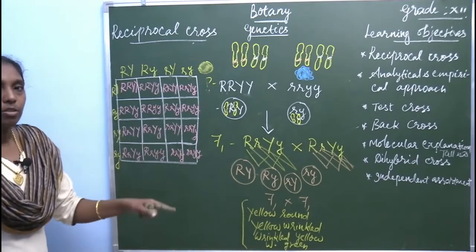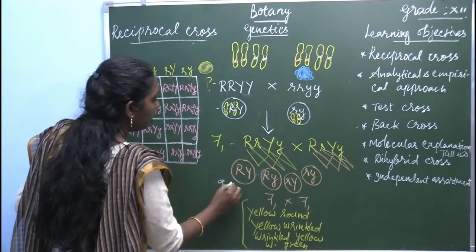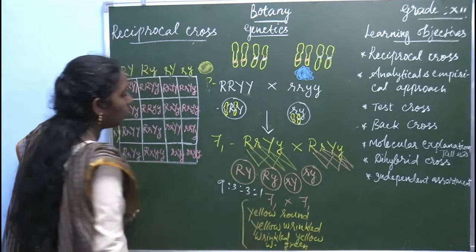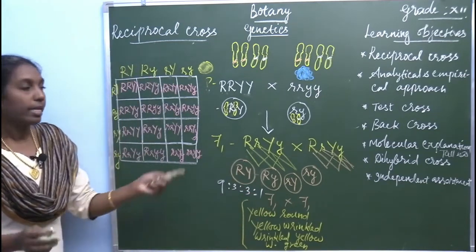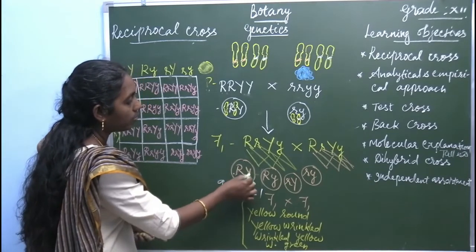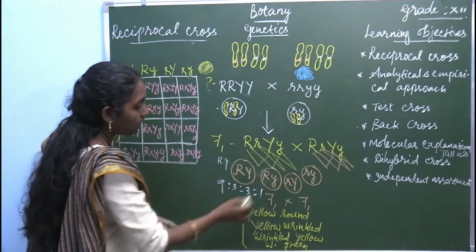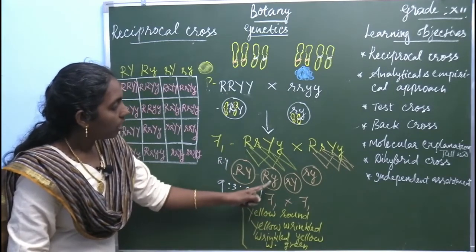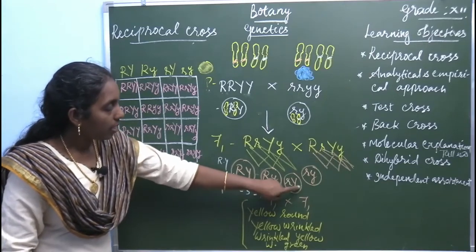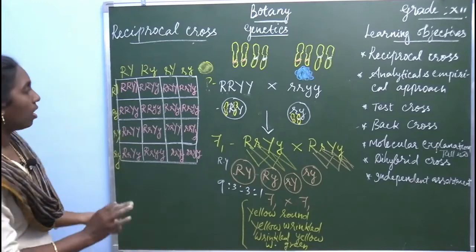Now, take out the ratio. The expected ratio here is 9 is to 3 is to 3 is to 1. So, capital R and capital Y shows round yellow, capital R with small y is round green, this one is wrinkled yellow, this is wrinkled green. So, all these 4 possible phenotypes are available.